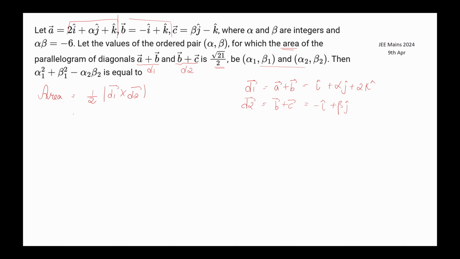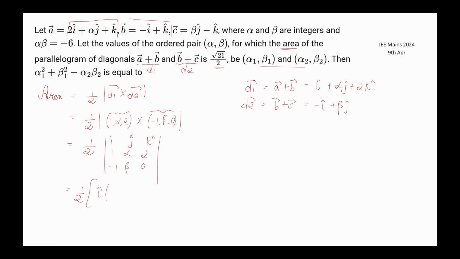Now let us find the cross of these two. We have to find half modulus of basically this: 1 comma alpha comma 2 cross with minus 1 comma beta comma 0. I'm just representing my D1 vector in this format and D2 in this format so that it becomes visually clear what we have to find. So this can be written as half of the determinant of I cap, j cap, k cap, 1 alpha 2, minus 1 beta 0. Let us find out what we get from here.